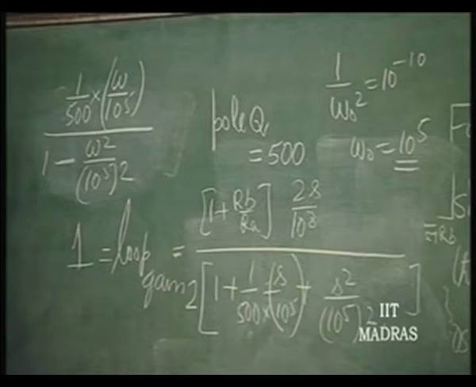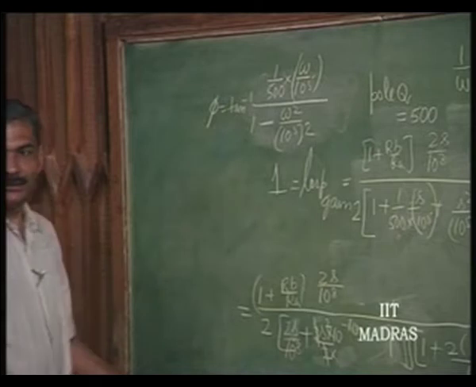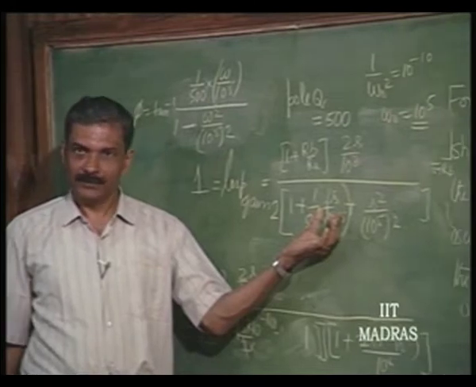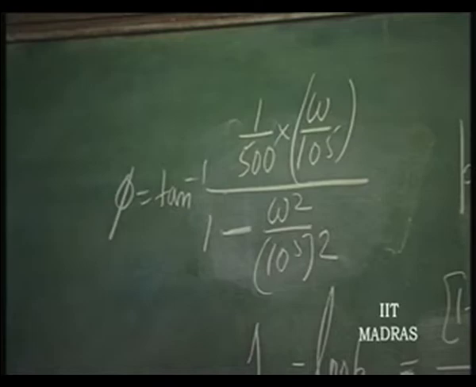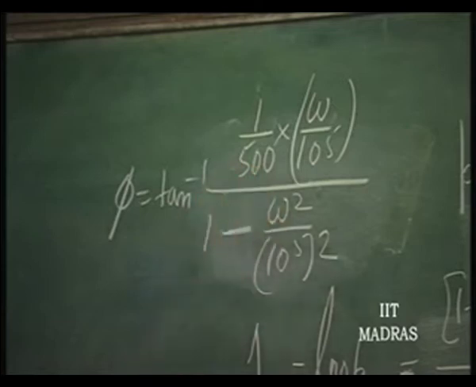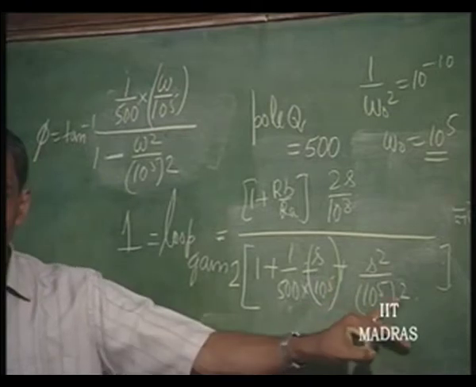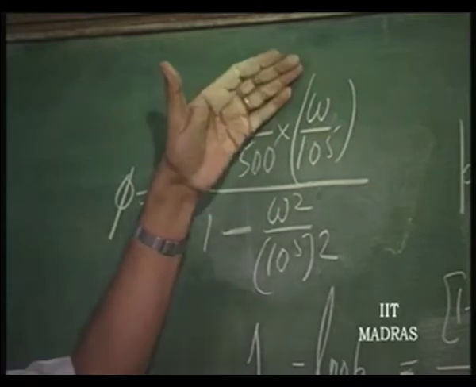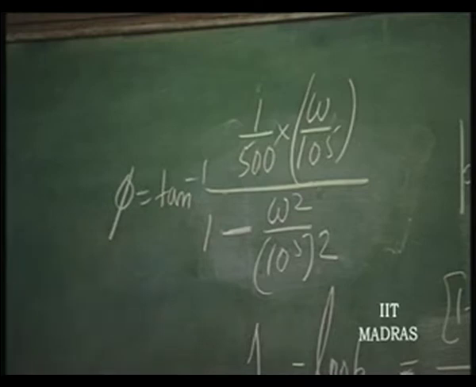Okay. This is tan inverse of this is the phase contribution due to the pole, imaginary part, okay, divided by the real part. Imaginary part put S is equal to j omega. So, omega by 10 to power 5 into 1 over 500, that is the j omega part. 1 without j omega, real part is 1 minus omega squared by 10 to power 10, 1 minus omega squared by 10 to power 10. So, the real part divided by imaginary part, tan inverse of that, okay, is the phase. Is this clear?